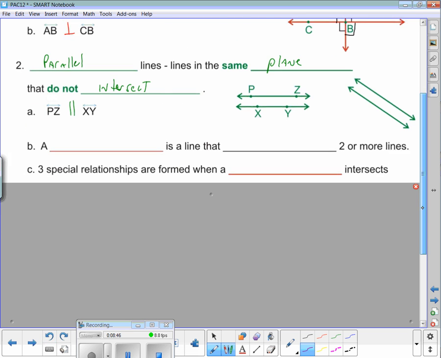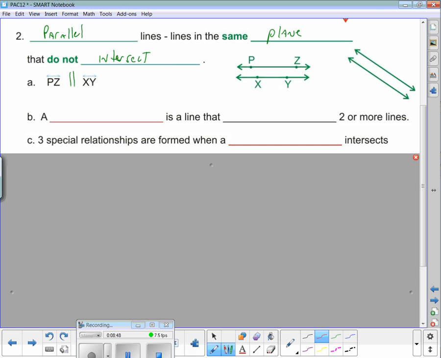All right, with that now, we need to do something. Here's a term you probably have not seen before. It's called a transversal. T-R-A-N-S-V-E-R-S-A-L. Trans and then versal. What is it? It is a line that intersects two or more lines.